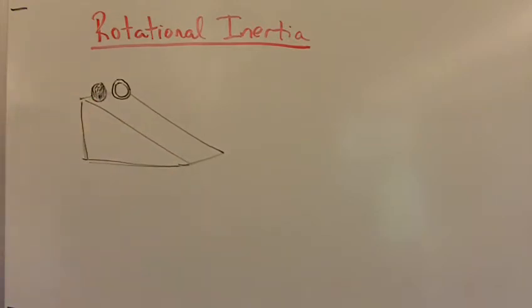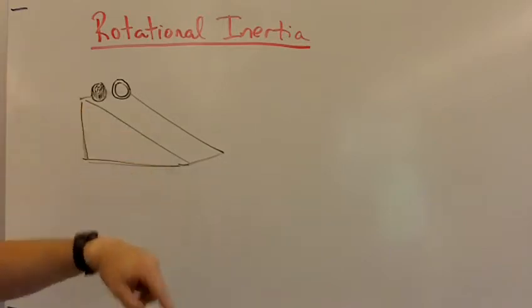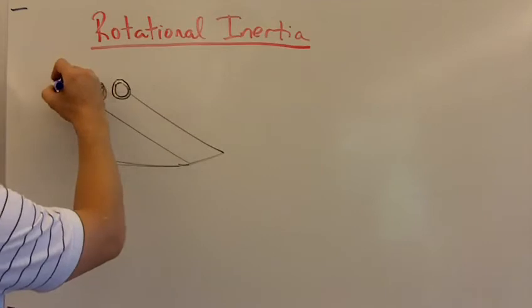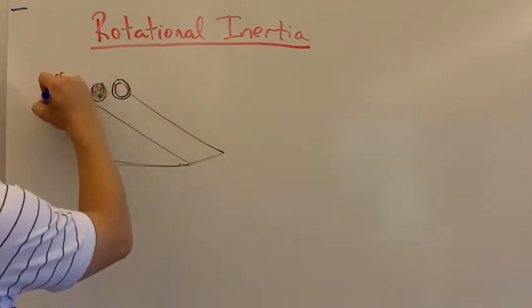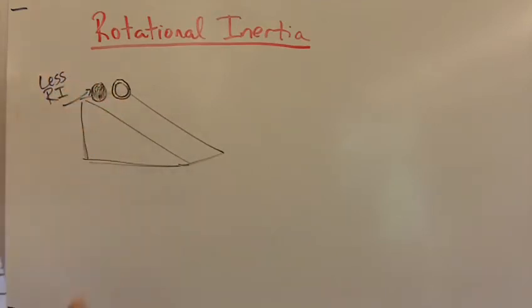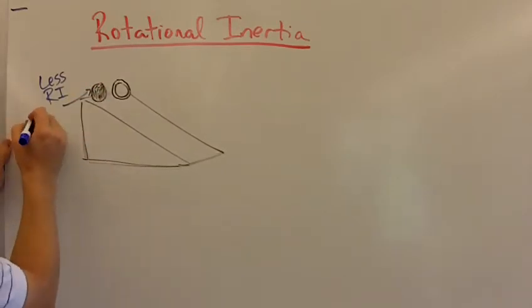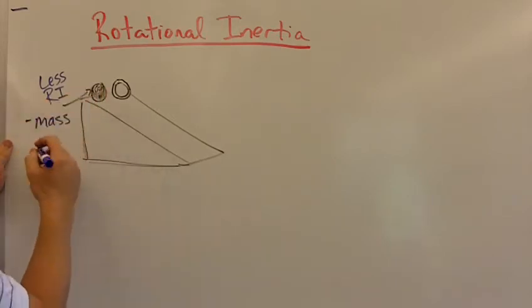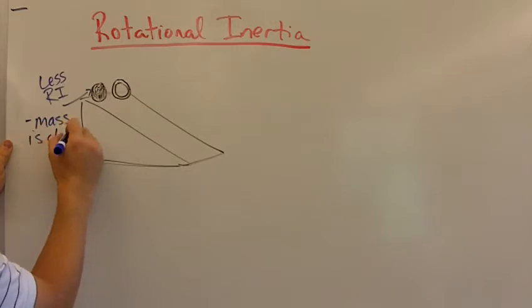Which one's going to be more sluggish is the question, and which one is going to be quick to get down the ramp. And most of you can remember that the solid disc is the one that gets down the ramp first, and the hoop lags behind. But why is that? And the answer is that it has less rotational inertia, less RI. The solid disc has less rotational inertia. And why is that? It's because the bulk of mass in the disc is close to the axis of rotation.